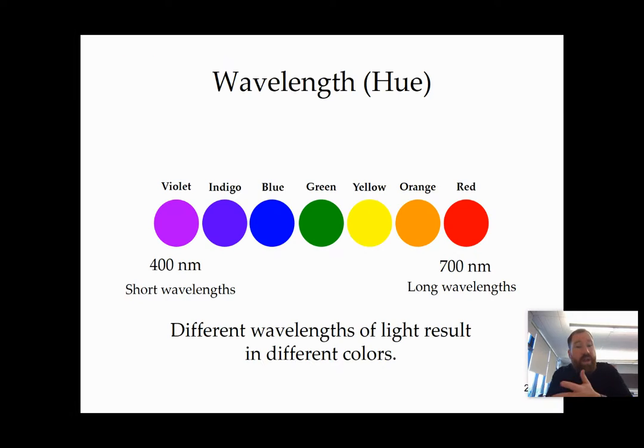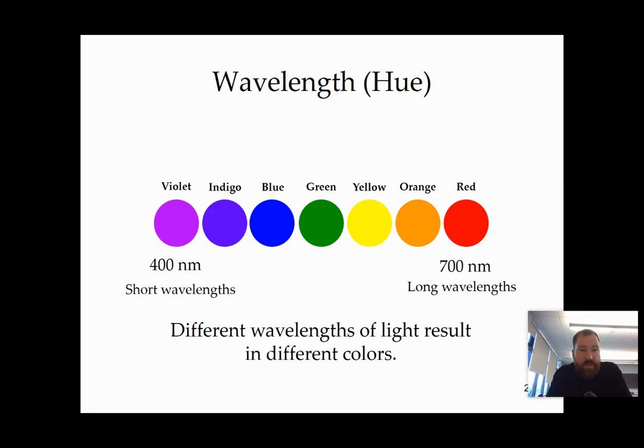So wavelength is associated with color. The different lengths of the waves produce different colors in our vision, again, assuming that we're not colorblind. So the shorter wavelengths are the violets and the indigos, and the longer wavelengths are the oranges and the reds.